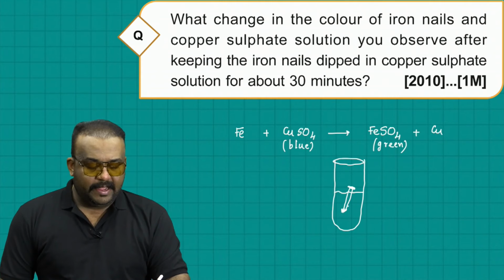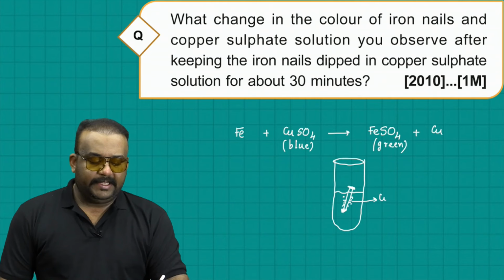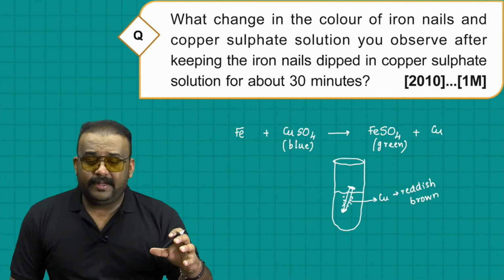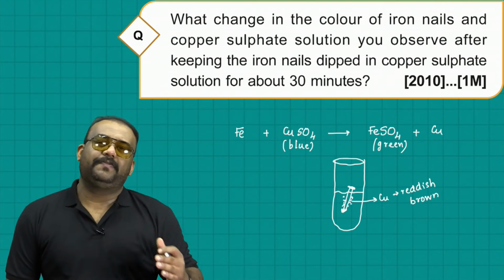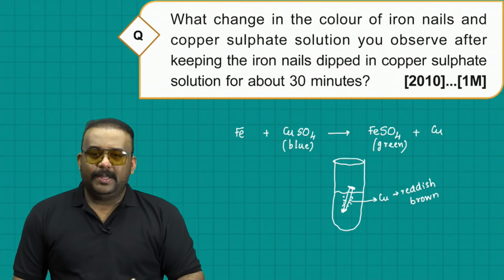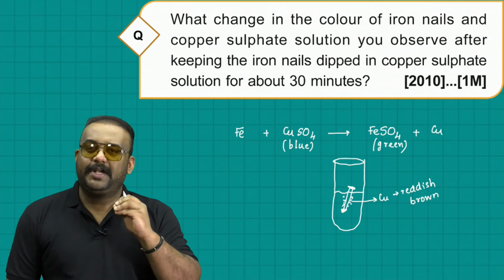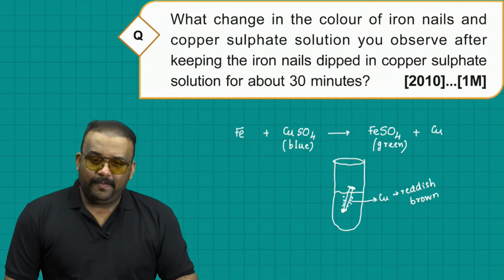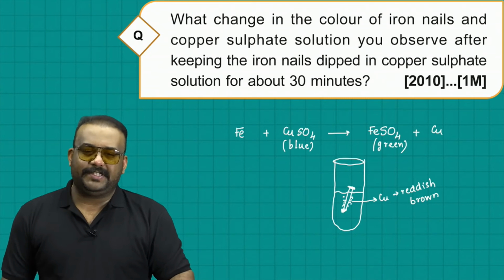And moreover, if you dip the iron nail in the copper sulfate solution, the rest of the iron nail which is left unreacted will have copper deposited on top of it. And copper is a reddish brown metal. So the appearance of brown coating on the surface of iron nail is due to the deposition of the copper which is displaced from copper sulfate. So this is the observation that is observed during this particular chemical reaction. I hope this reaction is also clear to everyone. So let's move on to the next question.